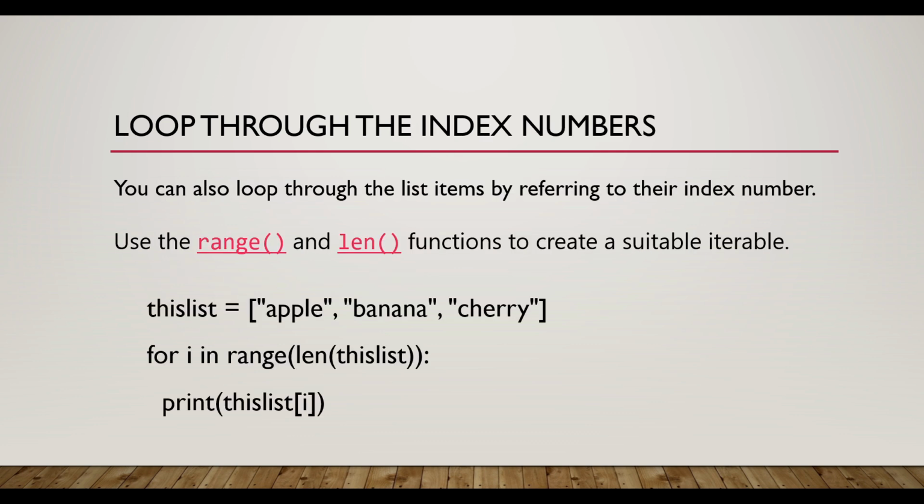Next, loop through the index number. You can also loop through the list items by referring to their index number. I already told you in previous videos. The index number is the address of that particular item. In every list the first element's index is 0, and the last item's index is the length of the list minus 1. You have to keep this in mind, it's a must.